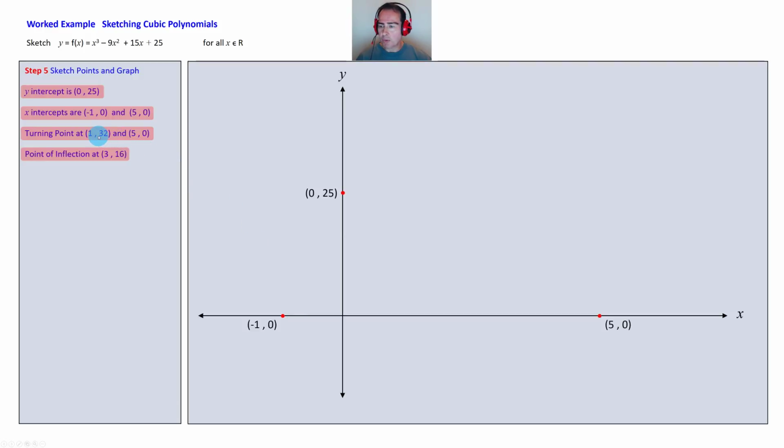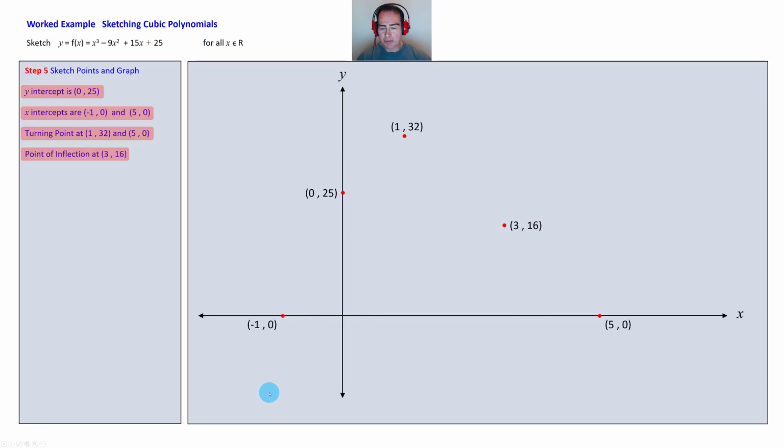Now the turning points, 1, 32. Well, if that's -1, 1 would be around here, 32 will be up here somewhere. And there we have it. And the second turning point we've already got in place at 5, 0. Now we're after the point of inflection. As mentioned before, it's the midpoint between these two, so we'd expect it to be around there. And there we have it, 3, 16.